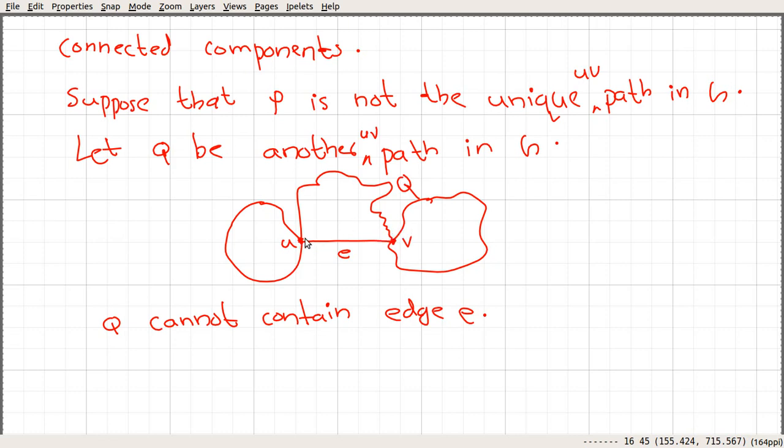So you start at V, and if you are going to use this edge E in the first step, then that is not going to work. So that says Q cannot contain the edge E.